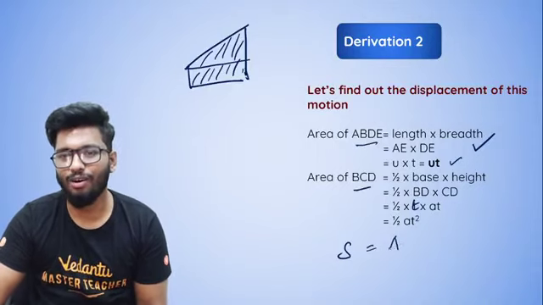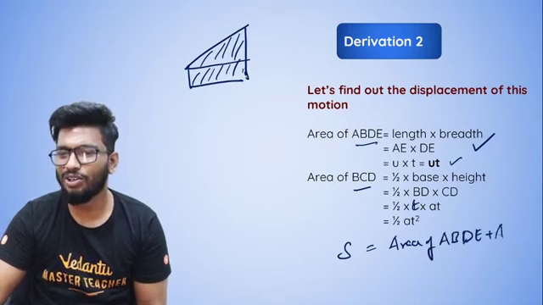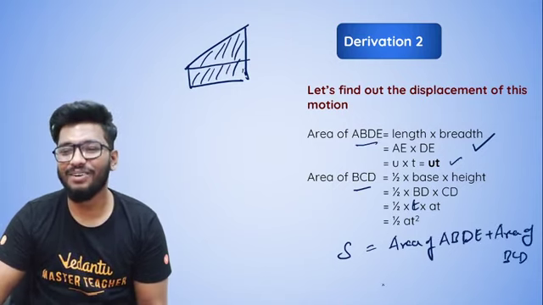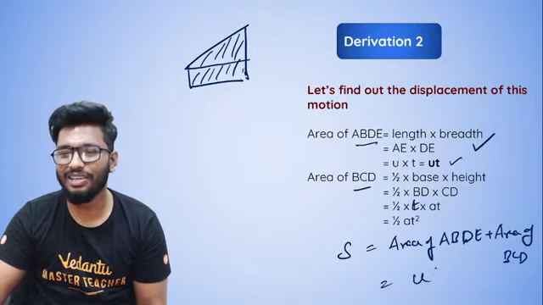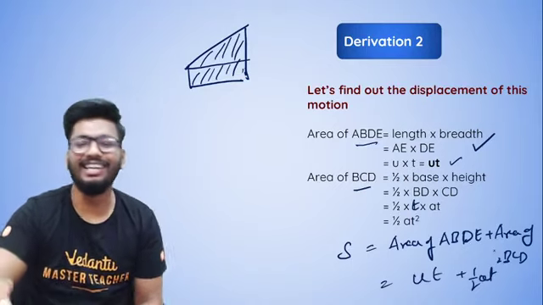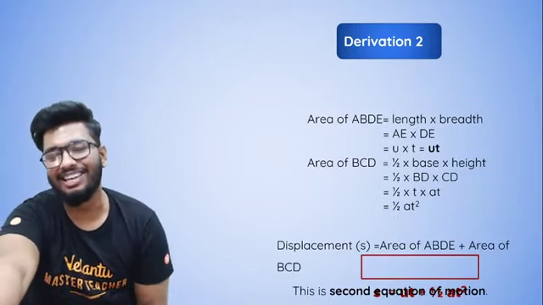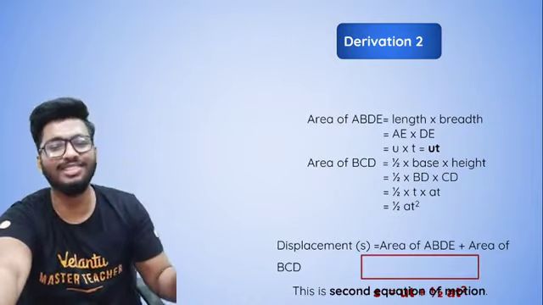So area of ABDE. I know it's a little boring, guys, but what to do? We have to do it. There's no other choice. What is this distance? This is ut plus half at square. And this is your second equation of motion. That is s is equal to ut plus half at square. That's all. This is your second equation of motion. You just need to find out what is the displacement.